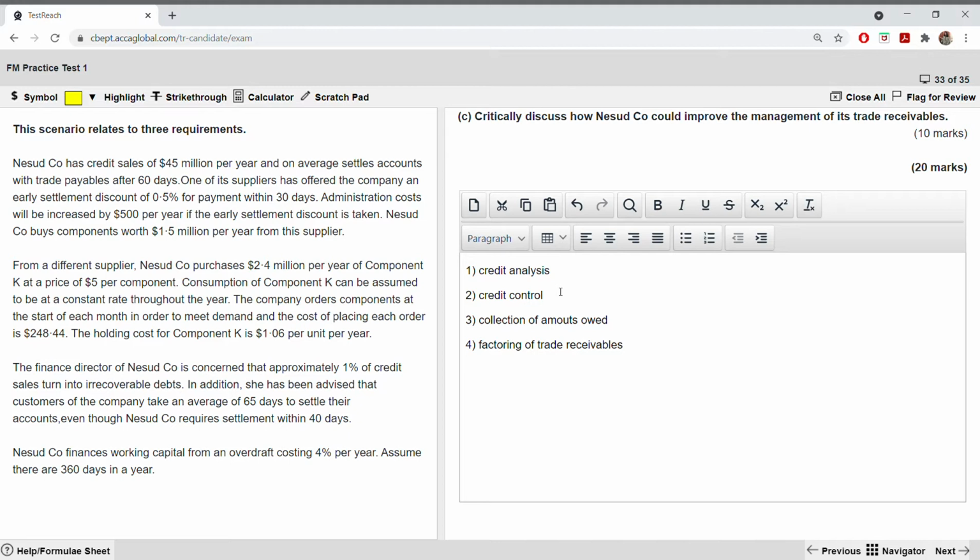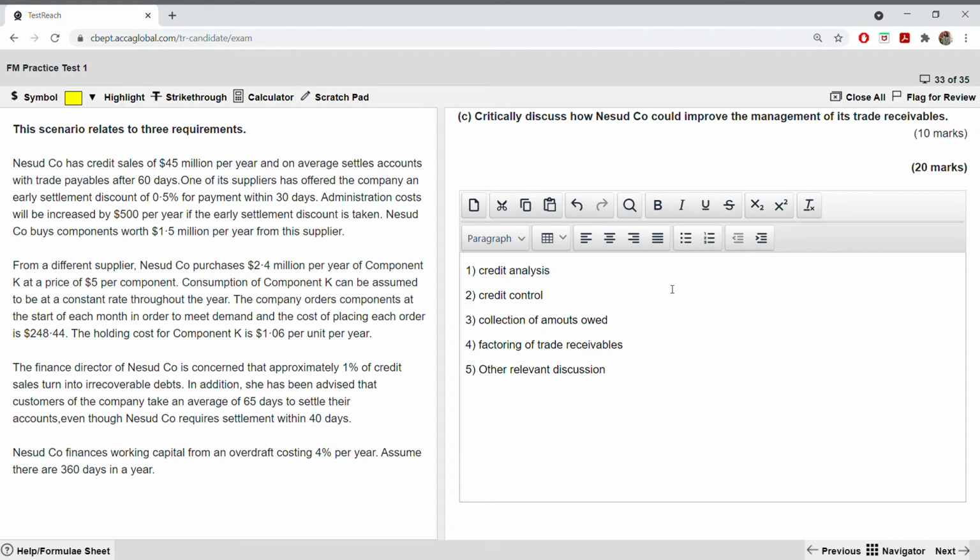So we have 4. What is the 5th point? The 5th point they didn't specify. It is other relevant discussion. You could give some other points than this, and this could vary from person to person, but these top 4 definitely need to be there. The 5th one you are free to do. Write some relevant point, whichever you think could improve the management of trade receivable.